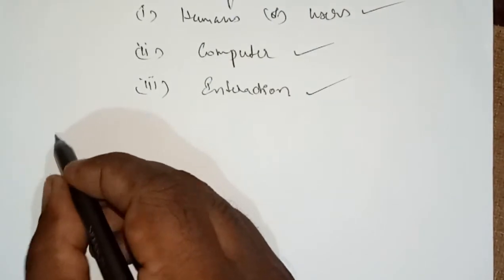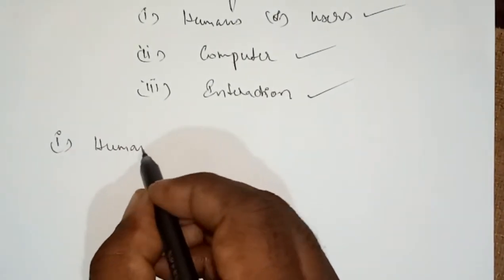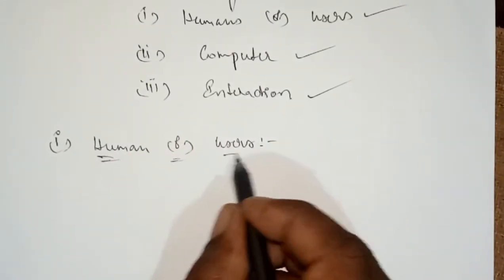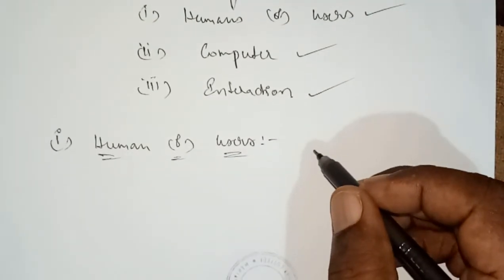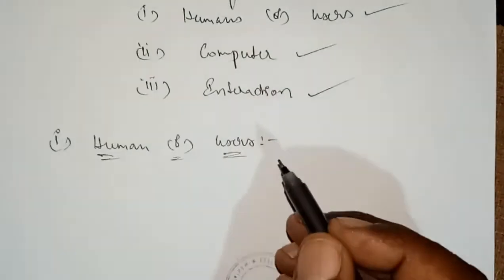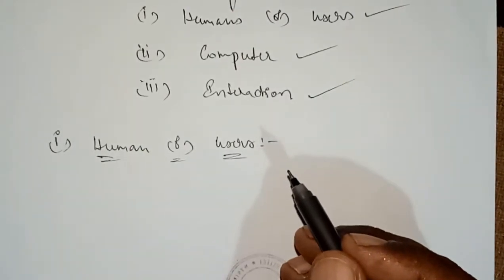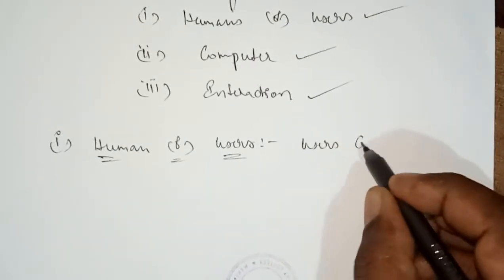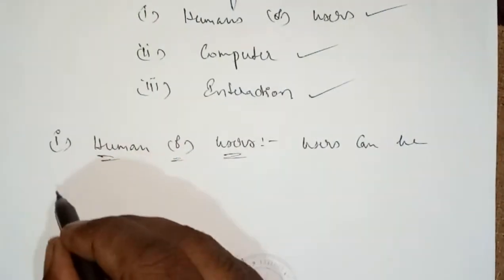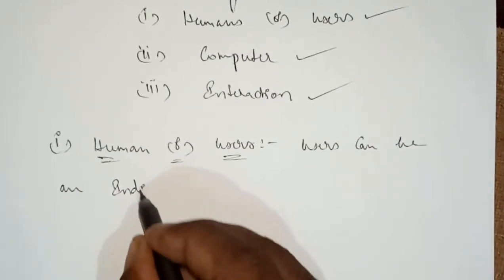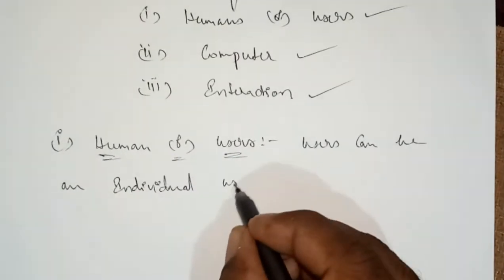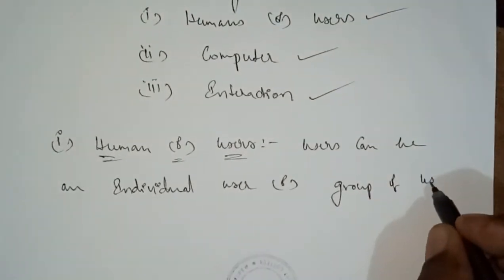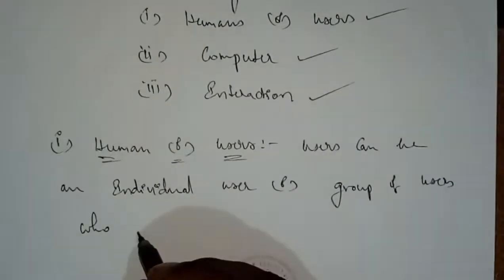First we'll see what is humans. Humans or users, the persons who are going to use the system, are called users. Here users can be an individual user or a group of users who are working together.